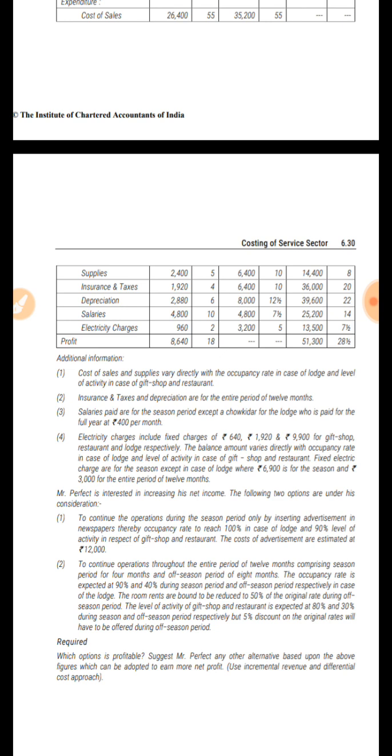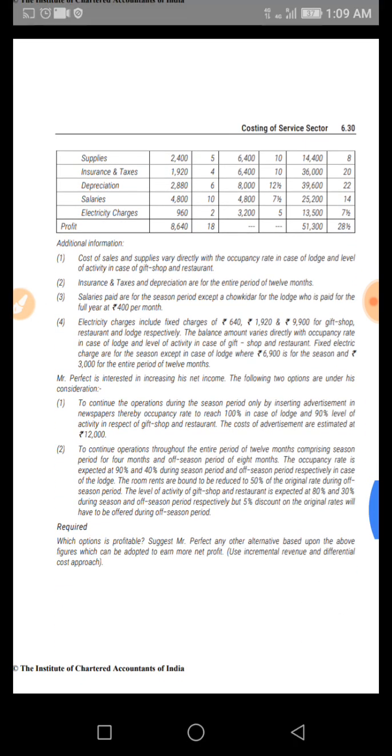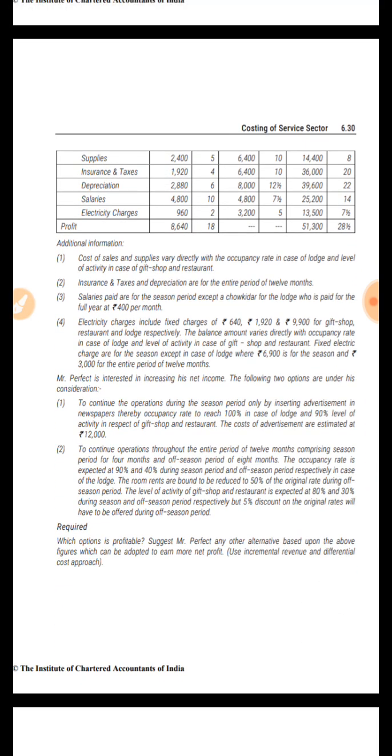Then insurance and taxes and depreciation are for the entire period of 12 months. Insurance and taxes and depreciation, that is obviously fixed cost. Okay, later I will tell about that. Then salaries paid are for the season period except a chowkidar for the lodge, who is paid for the full year at ₹400 per month.